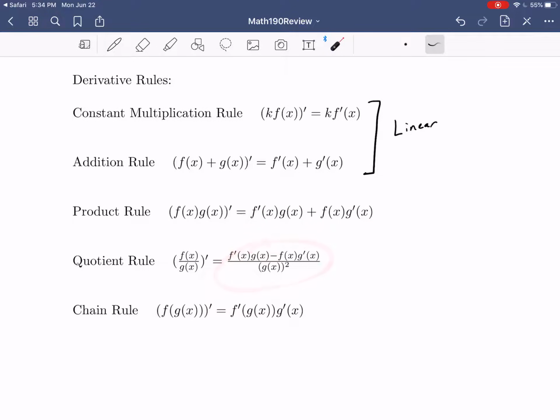Here, though, the order does matter. You need to differentiate the numerator first, then multiply with the denominator, and then subtract, since subtraction is a non-commutative operation. So the order in this formula really matters.